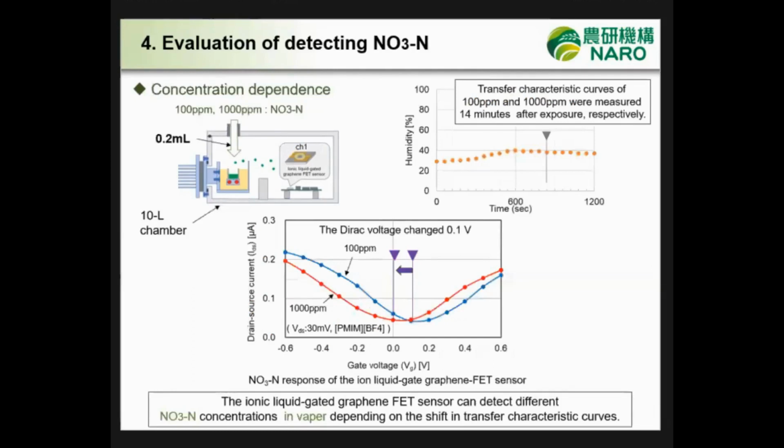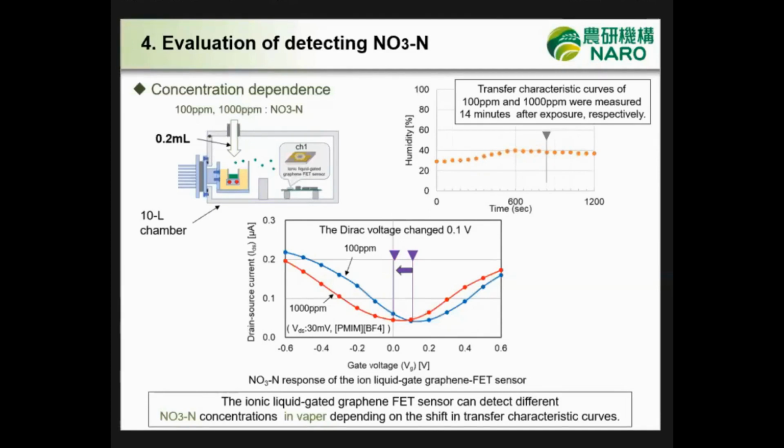And finally, we measure the concentration dependence of the sensors. 100 ppm and 1000 ppm NO3-N of 0.2 milliliter was applied to the vaporizer in the chamber and vaporized completely. The humidity in the chamber increased from 30 to 40% and stabilized. The transfer characteristic curves of 100 ppm and 1000 ppm were measured 40 minutes after exposure, respectively.